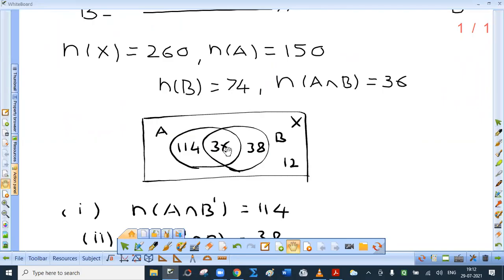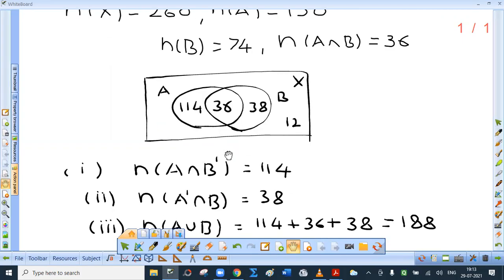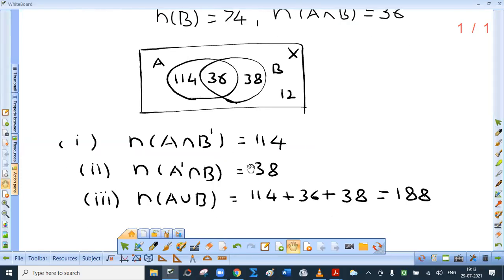So 36 are suffering from both, rather they are exposed to both chemicals. But n of A is 150. So remaining 114 only because of A, 38 only because of B. Okay. Are we supposed to find this? Was this required? 12? No, it wasn't. Anyway, so n of A intersection B dash, A but not B, 114. Why? Because in the first part, chemical A but not chemical B. Then second, B but not A, so 38.